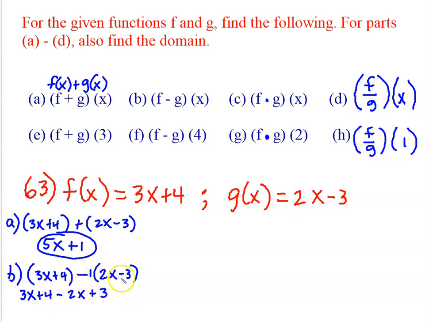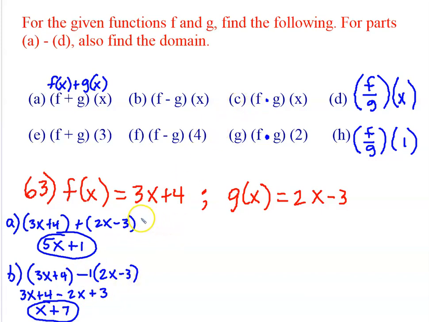So be careful with subtraction. It can be a little tricky. You're subtracting both of these, which I would just encourage you to go ahead and distribute -1 to both, and then you don't have to worry about parentheses. So 3 minus 2 is 1x, and 4 plus 3 is 7. And there's the answer for letter B.